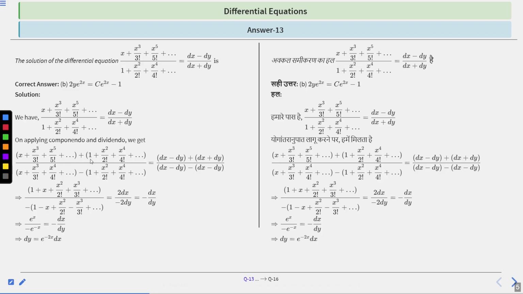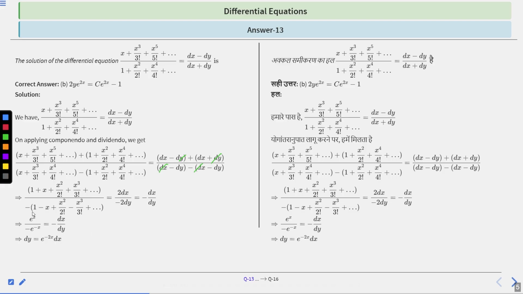So in this way, in the numerator, you will get 1 + x + x square by 2 factorial + x cubed by 3 factorial + x to the power 4 by 4 factorial + x to the power 5 by 5 factorial like this, right? And in the denominator, if you take minus common, you will get minus of (1 - x + x square by 2 factorial - x cubed by 3 factorial till infinity). And on the right hand side, dy and dy will cancel out, and dx and dx will add up. So we are left with 2 dx upon minus 2 dy, which is equal to minus dx by dy.